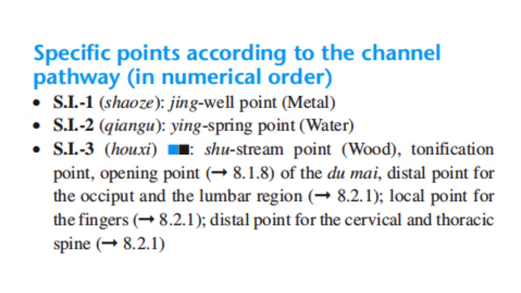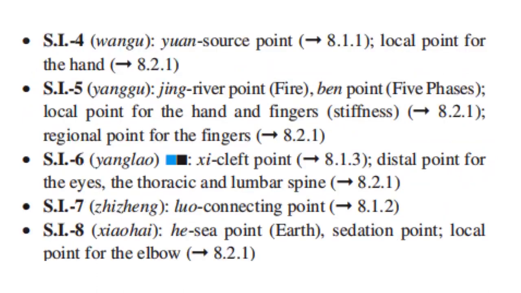SI1, Jing well point, metal point. SI2, Ying spring point, water point. SI3, shu stream point, wood point, tonification point, opening point of the Du Mai, distal point for the occiput and the lumbar region. SI3 is also the local point for the fingers, distal point for the cervical and thoracic spine.